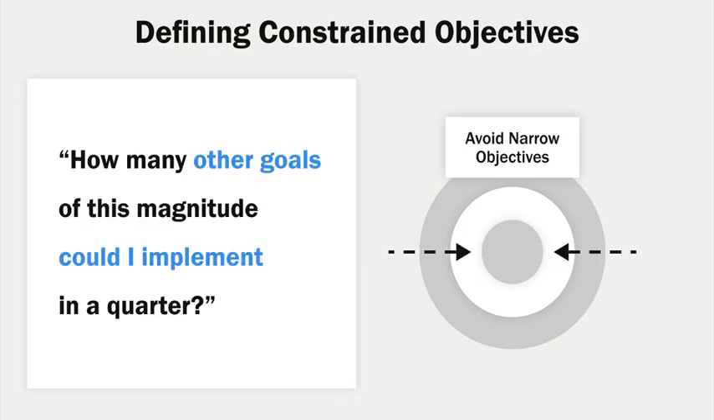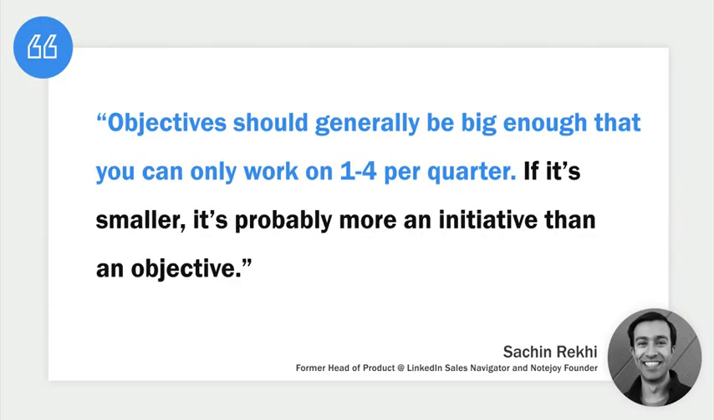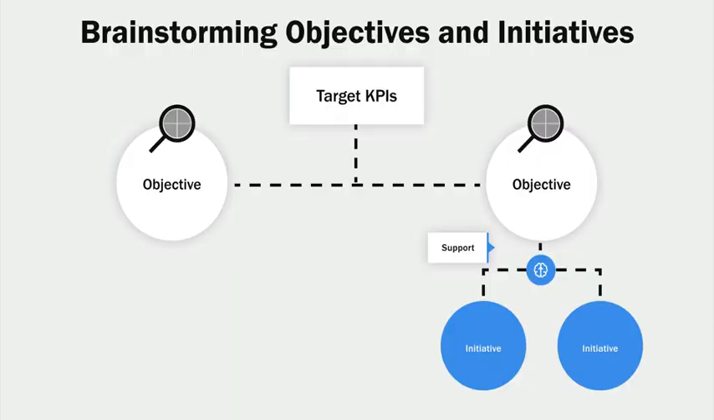On the other hand, to avoid making your objective too narrow, a good litmus test is to ask yourself, how many other goals of this magnitude could I implement in a quarter? Sachin Reiki says, objectives should generally be big enough that you can only work on 1 to 4 per quarter. If it's smaller, it's probably more an initiative than an objective. Then, once you've come up with objectives, ideate on initiatives that support that objective.